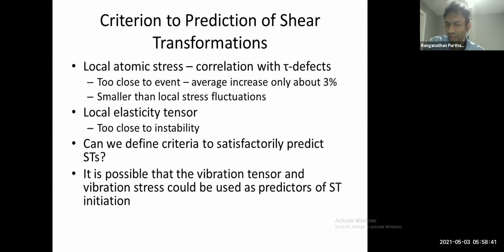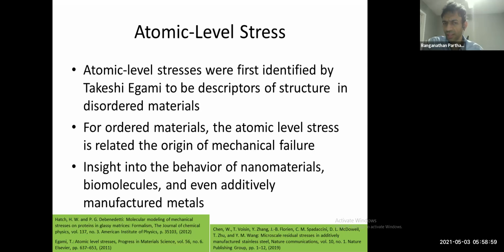There have been various predictors for the onset of shear transformations, but a satisfactory one has not yet been found, and it is possible that the vibration stress and vibration tensor could serve as these predictors. So in this work, we are looking at the atomic level stresses and strains in the undeformed configuration, that is the residual atomic level stress and residual atomic level strain.